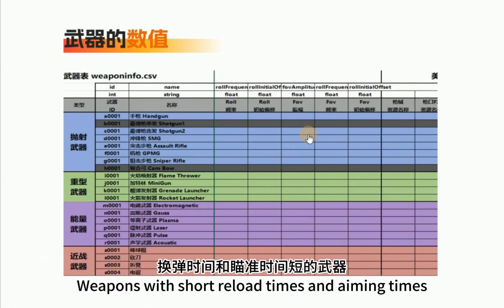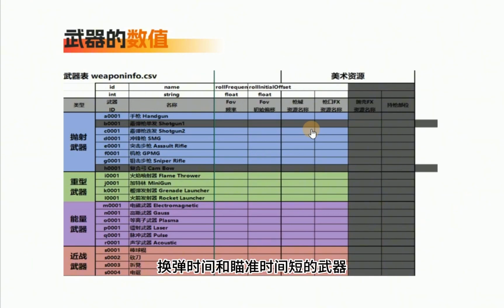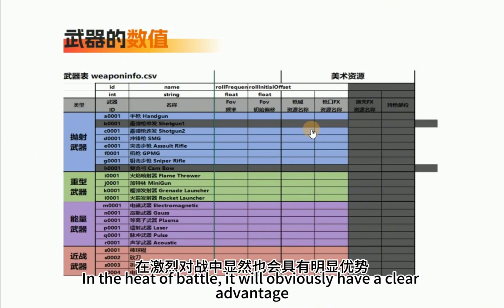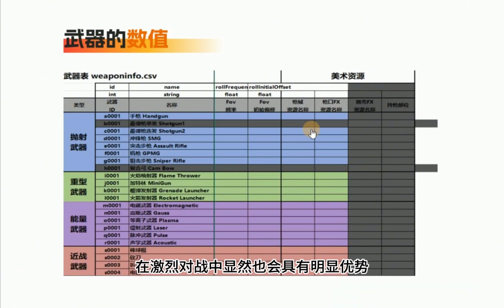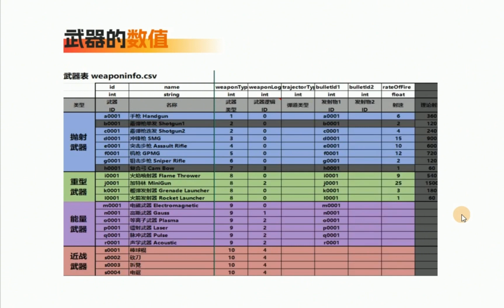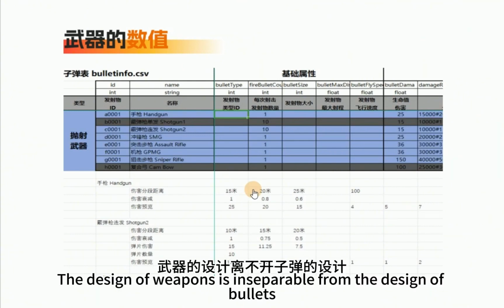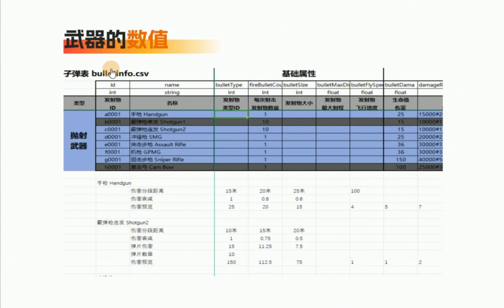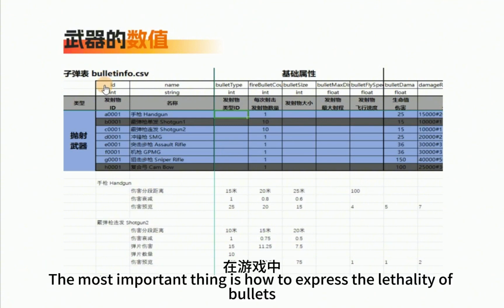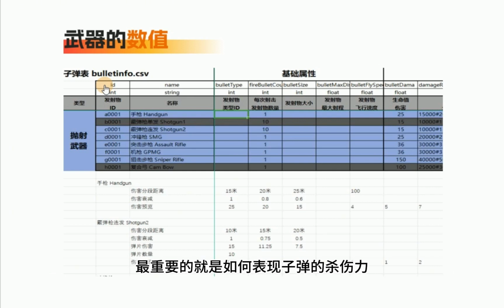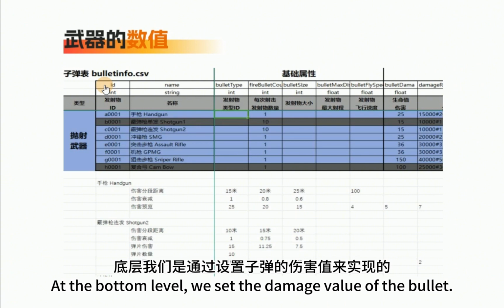Weapons with short reload times and aiming times will obviously have a clear advantage in the heat of battle. The design of weapons is inseparable from the design of bullets. In the game, the most important thing is how to express the lethality of bullets. At the bottom level, we set the damage value of the bullet to achieve this.